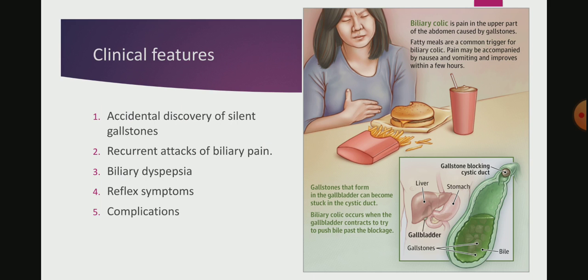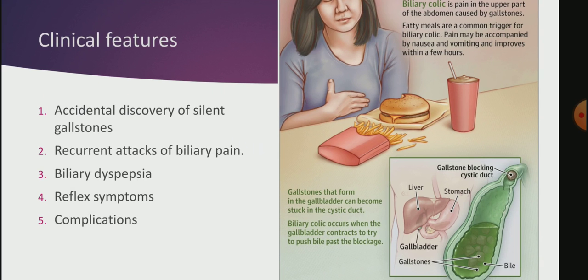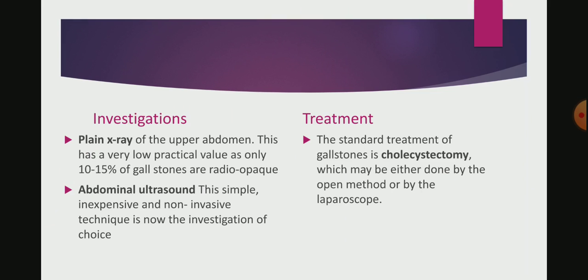Clinical pictures of gallbladder stone: accidental discovery of silent gallstone, recurrent attack of biliary pain, biliary dyspepsia, reflex symptoms, and complications. How do we investigate the patient with the gallstone? We use plain X-ray, as we spoke about before, and abdominal ultrasound. The standard treatment of the gallstone is the cholecystectomy, that means removal of the gallbladder, either by laparoscopic technique or by open technique.